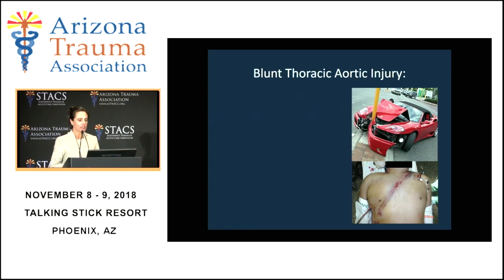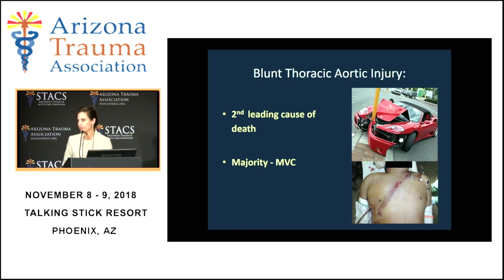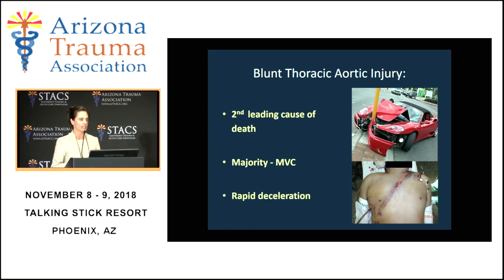As you all know, blunt thoracic aortic injury is the second leading cause of death. The majority occur from motor vehicle accidents or cases where the body is in rapid deceleration. Most patients with blunt thoracic aortic injury actually never make it to the hospital. Most die at the scene.